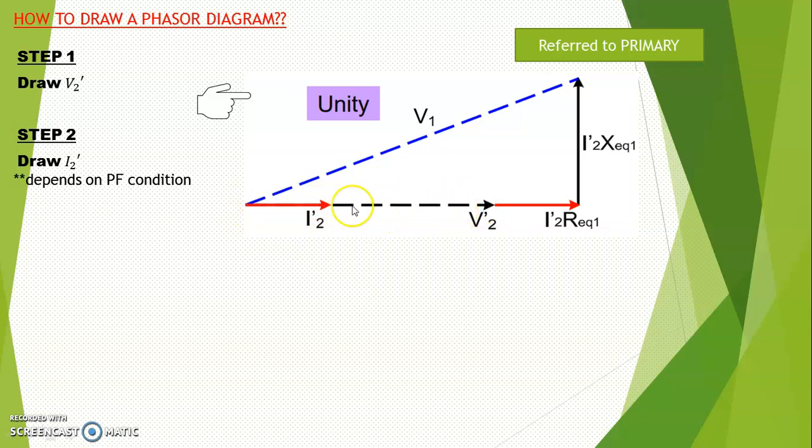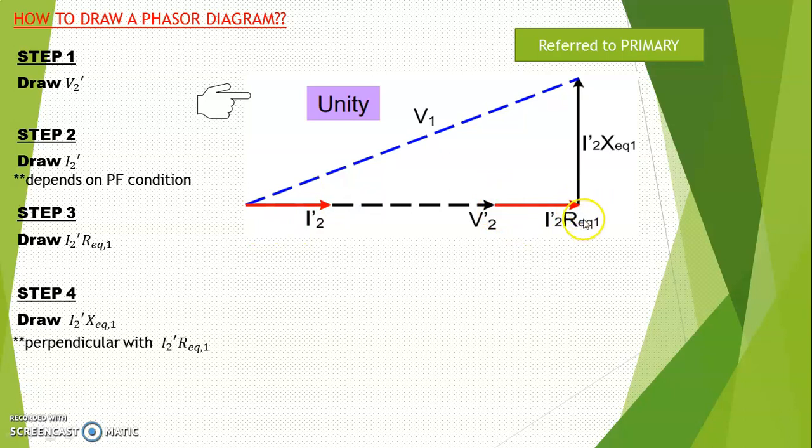Once you have your I2 prime, you can draw your I2 prime multiplied with R equivalent 1. Again, it is parallel with the I2 prime, so it has the same angle here. After that, you can draw your I2 prime multiplied with X equivalent. Here and here are perpendicular, a 90-degree angle. Then finally, you can draw your V1, from this point to the end of the I2 prime multiplied with X equivalent 1. So this is the phasor diagram for the unity power factor type.